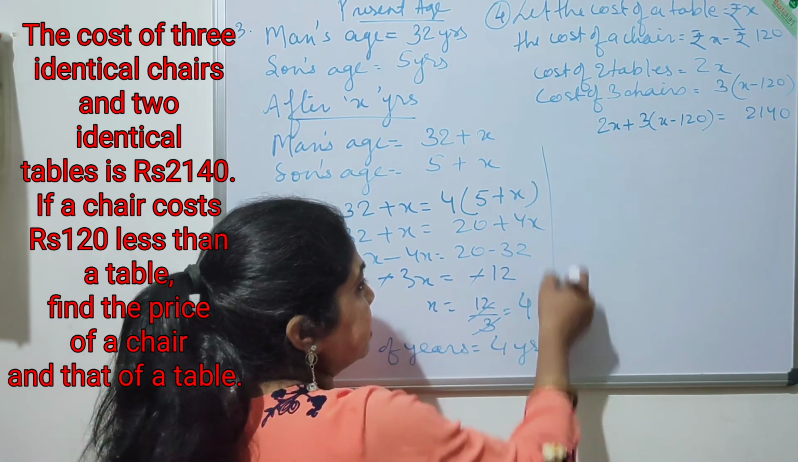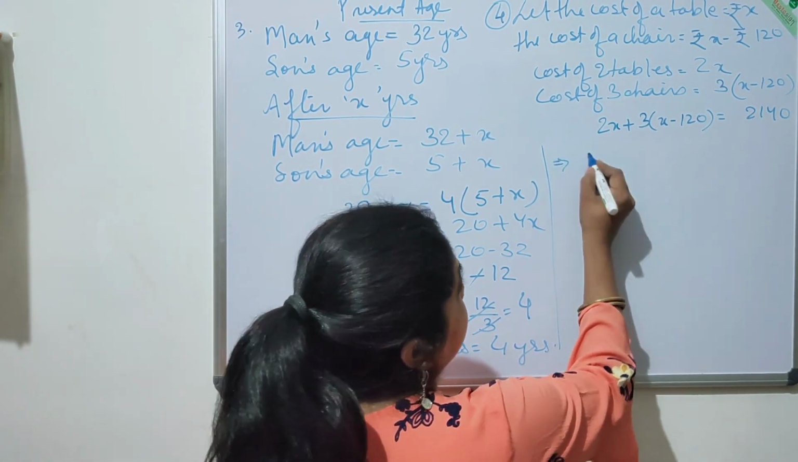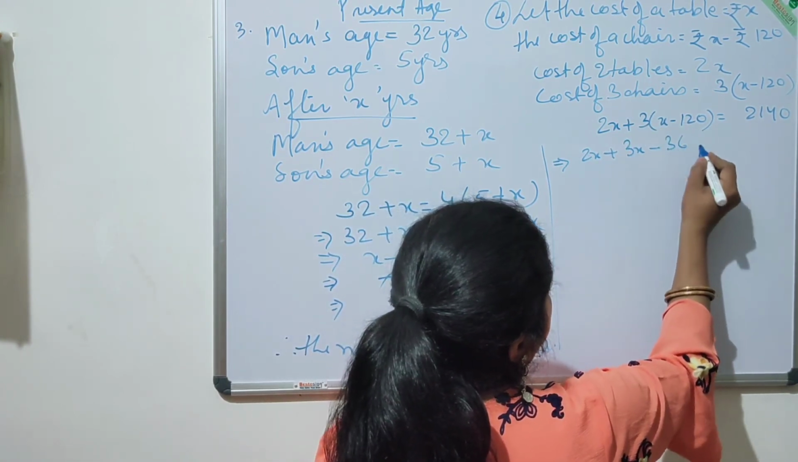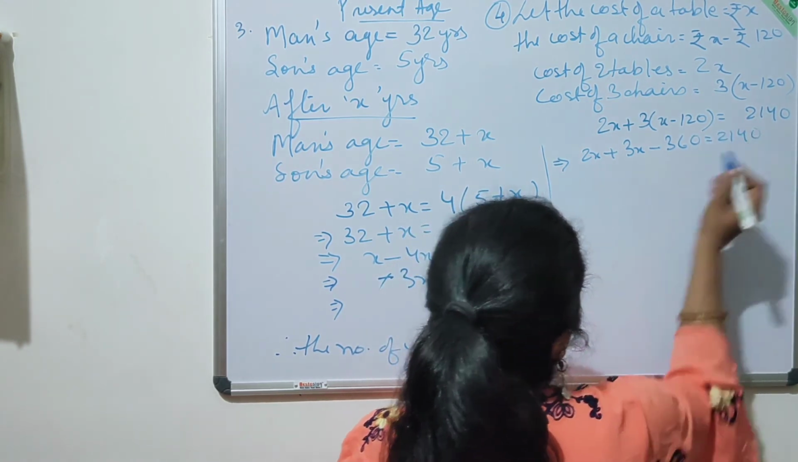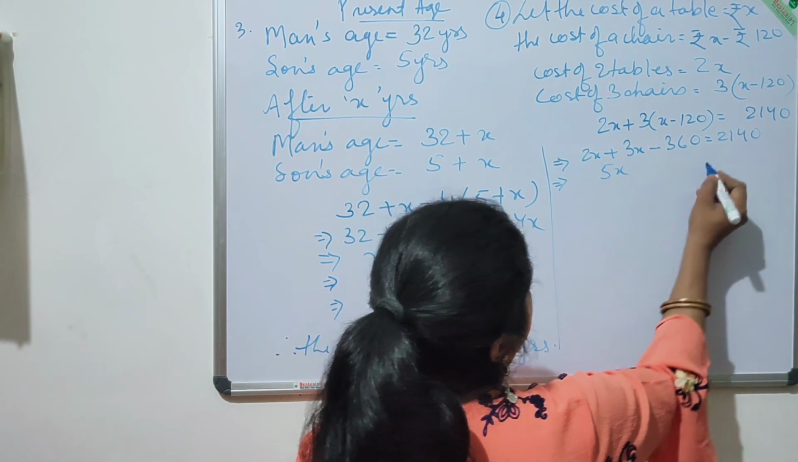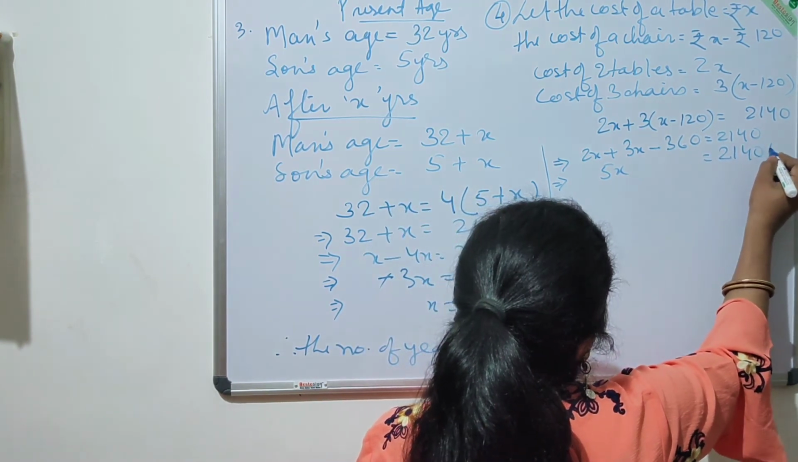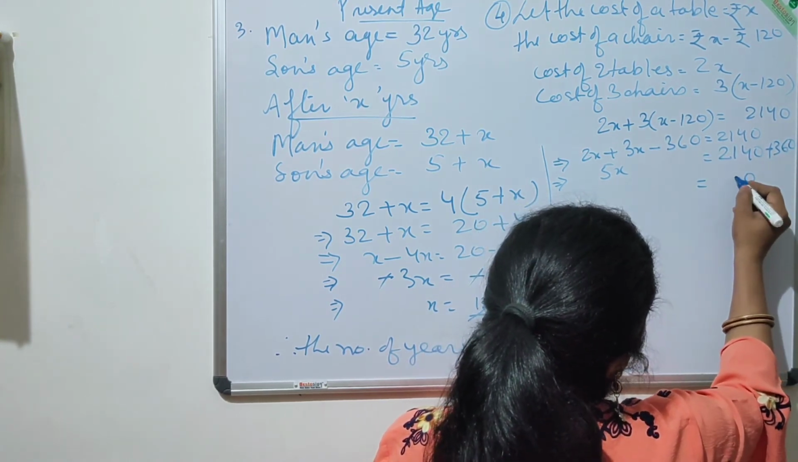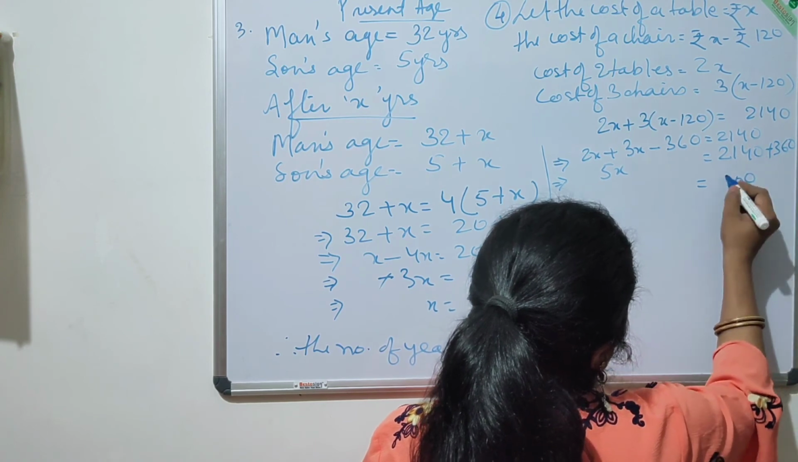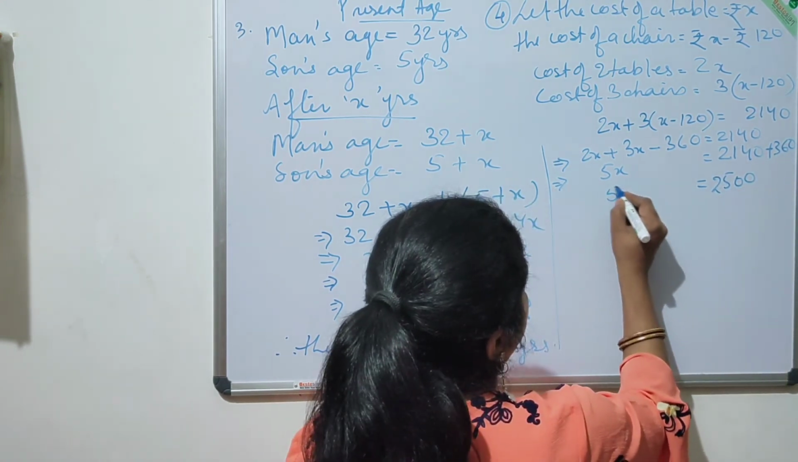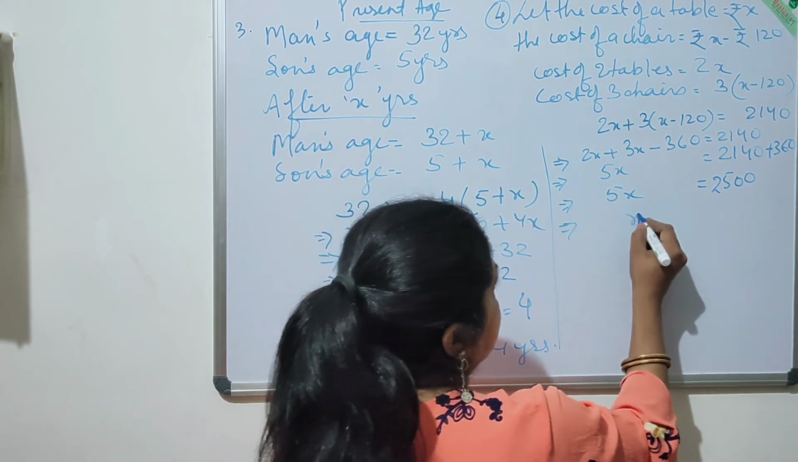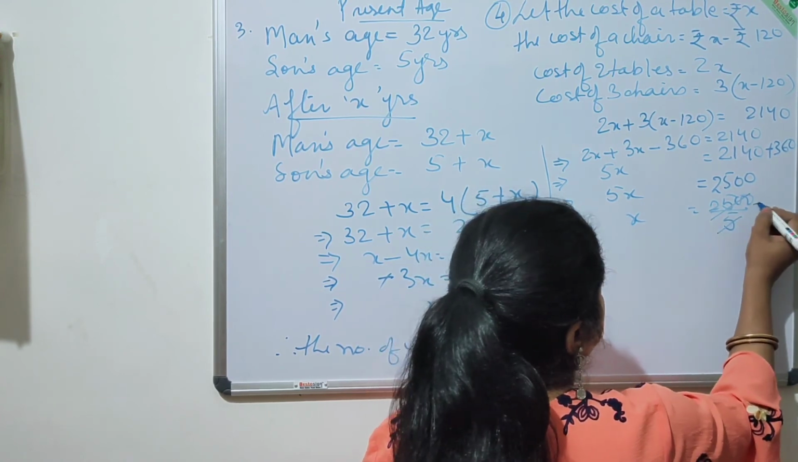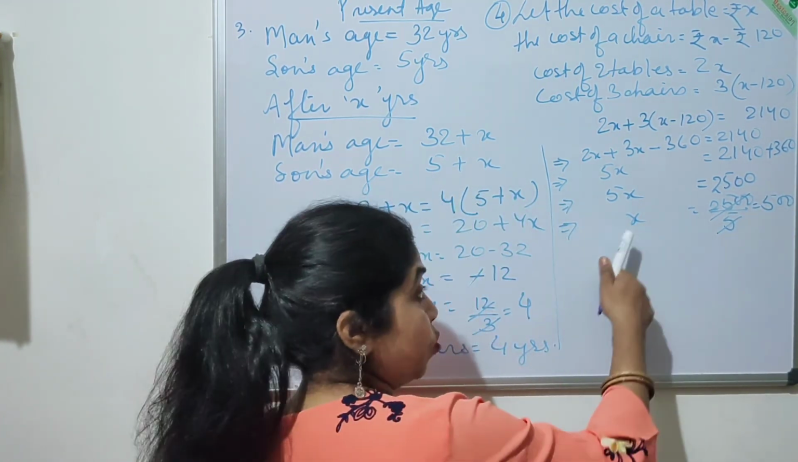Okay, now let us solve this. 2x plus 3 into x, 3x, minus 3 times 120 is 360, is equal to 2140. Or 5x is equal to 2140 plus 360. So it is going to be 2500, 5x, or x is equal to 2500 by 5. That means 500.